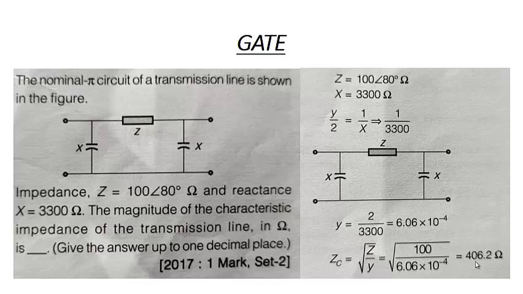You have to be very careful about finding the value of Y, because this value is the reactance of half of the admittance, not the full admittance of the transmission line. This is one of the GATE questions which was asked in GATE 2017. It was of 1 mark.